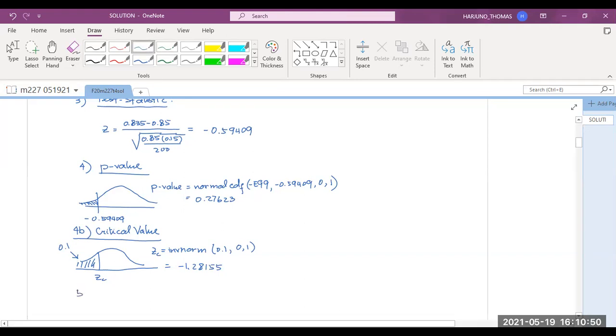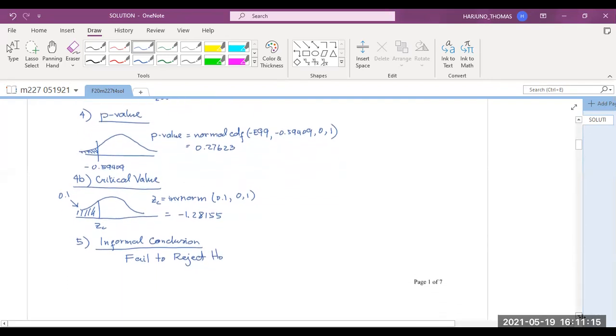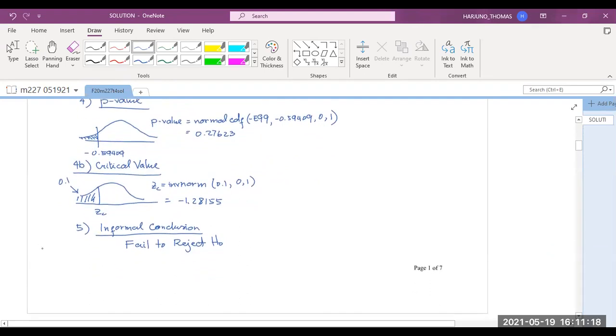Okay, now step 5, informal conclusion. Informal conclusion: fail to reject the null hypothesis. Okay, now finally, step 6, conclusion.